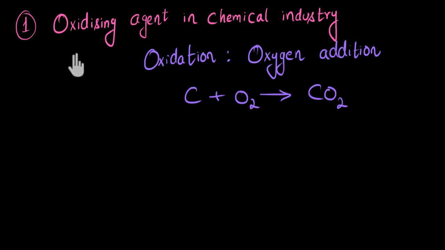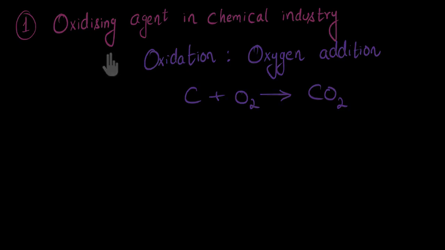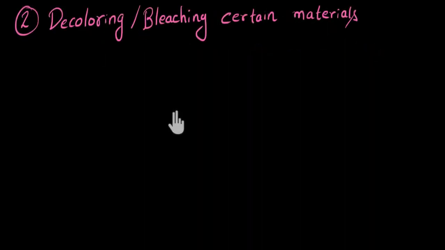So bleaching powder is a very good oxidizing agent. This means that this can easily oxidize other compounds and elements. It can easily add oxygen to other compounds and elements. And so whenever we require to add oxygen to something in chemical industries, we use bleaching powder as an oxidizing agent. Now another use is to decolor or bleach certain materials.